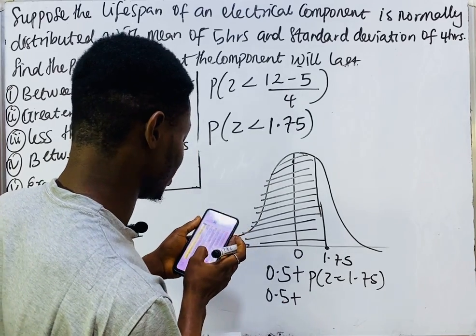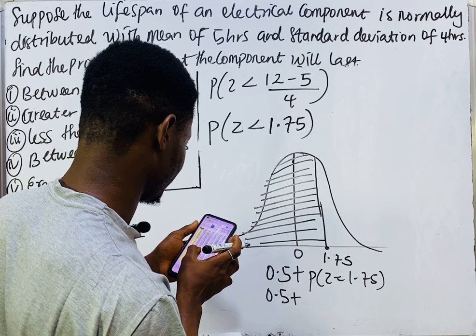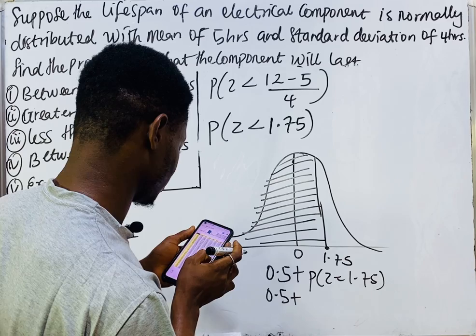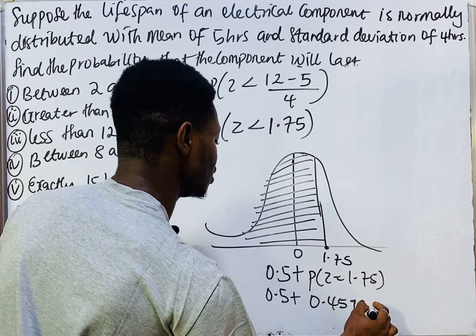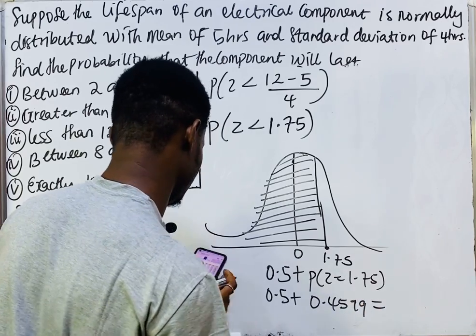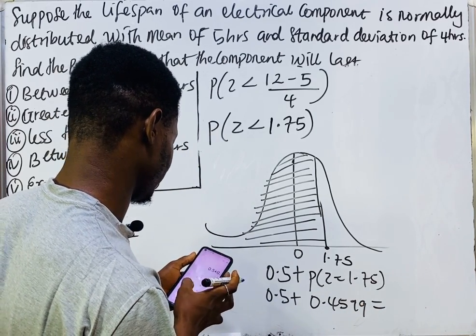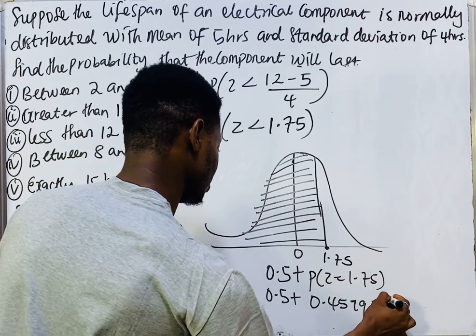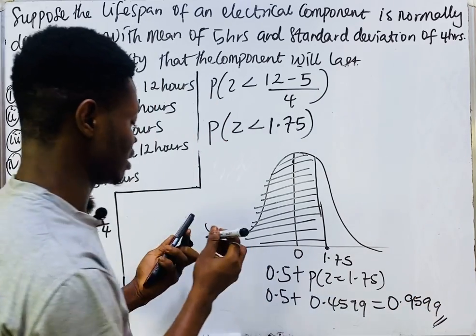Let's look for it in the standard normal table. 1.7 under 5 is 0.4599. So when you add the two together, you get 0.5 plus 0.4599, which gives 0.9599. So this is our answer for this one.